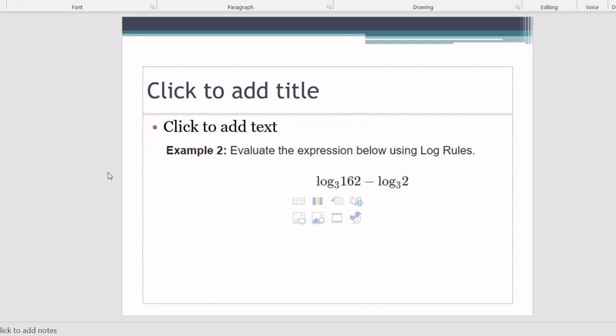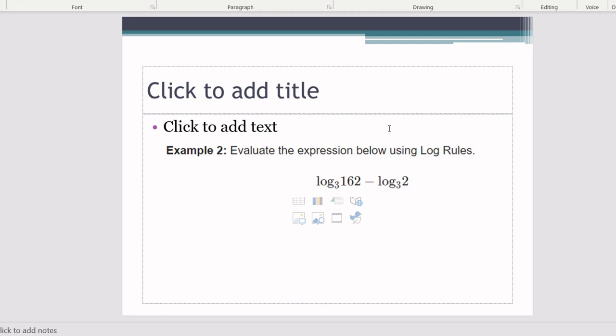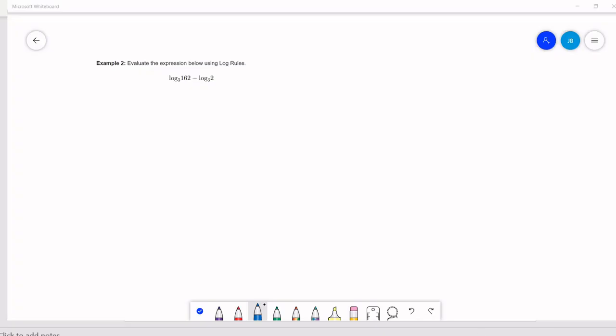Okay. For example number 2, evaluate the expression below using log rules. So what should we do in order for us to get this answer? Let's open a whiteboard. Okay, so once again, let us evaluate this using log rules. For this one, we have the quotient rule.